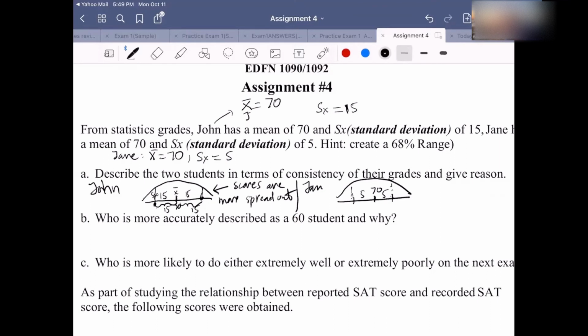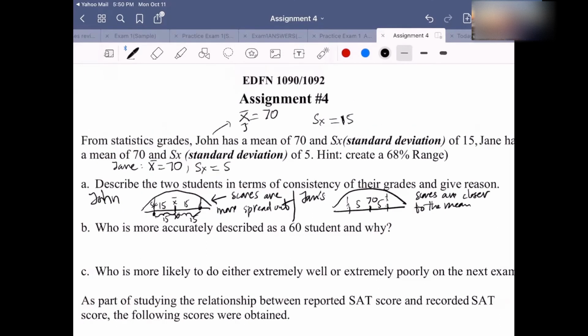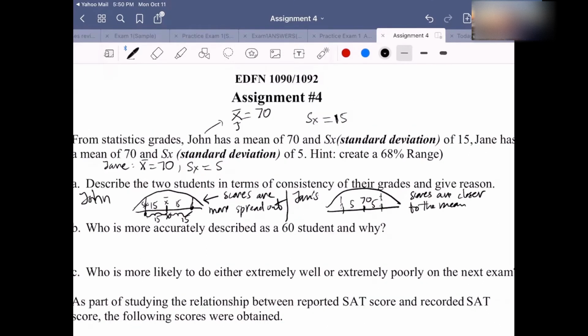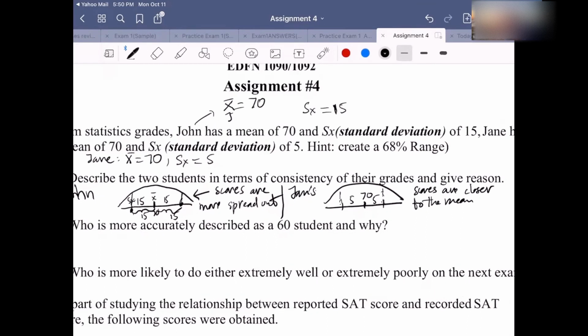But if you look at Jane's scores right here, you can see that scores are closer to the mean. So the answer is Jane's grade. So that means that Jane's grades are more consistent, okay? More consistent.